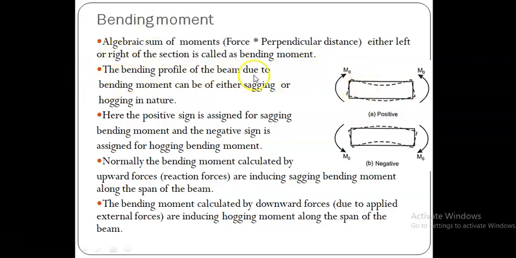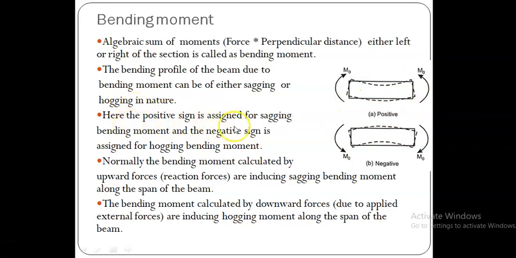So like that, the bending profile of the beam due to bending moment can be either sagging or hogging in nature. You see that when the transverse force acts on this beam, it may be a UDL or a concentrated force. Because of that force, what happened? The bending moment is induced. Because of this bending moment, the beam tends to bend. So the nature of the bending profile may be either sagging or hogging. It has two kinds of bending profile.